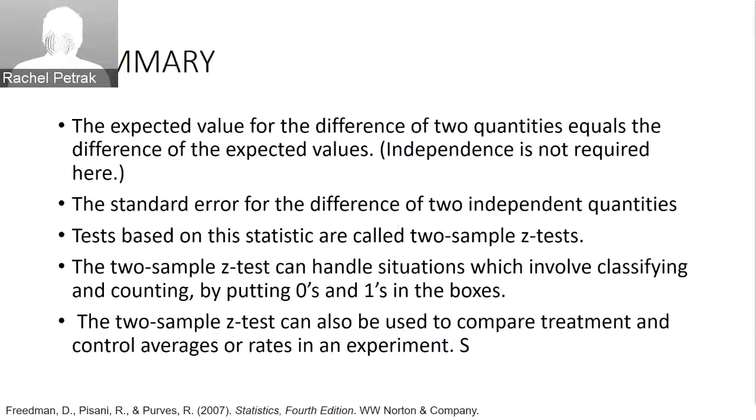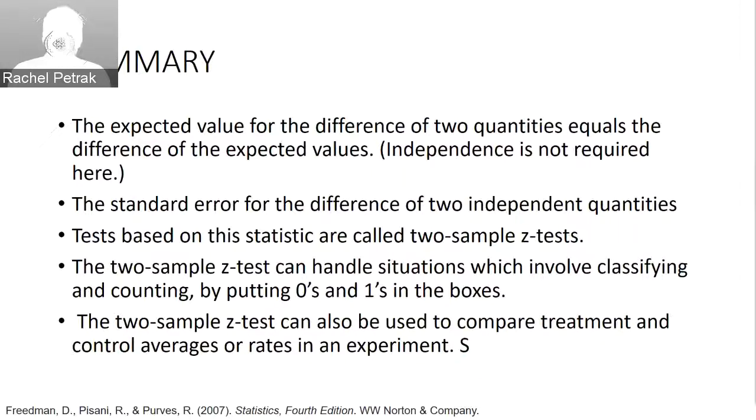In summary, the expected value for the difference of the two quantities is equal to the difference of the expected values. So we can get the standard error for the difference of our two independent quantities, as we saw earlier. We just have another standard error formulation to use. And the tests based on the statistic in this chapter are two sample z-tests.